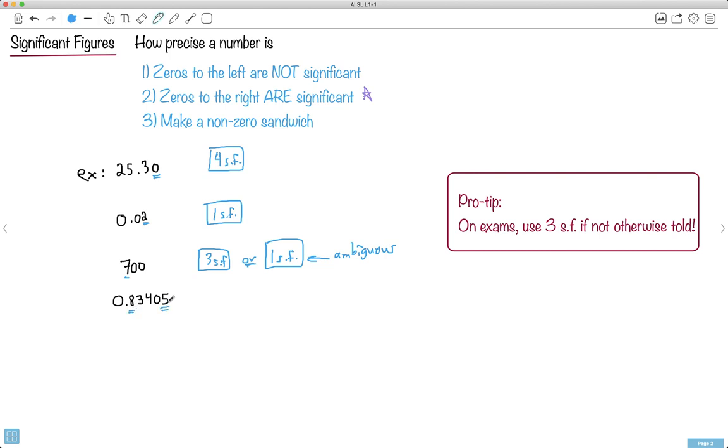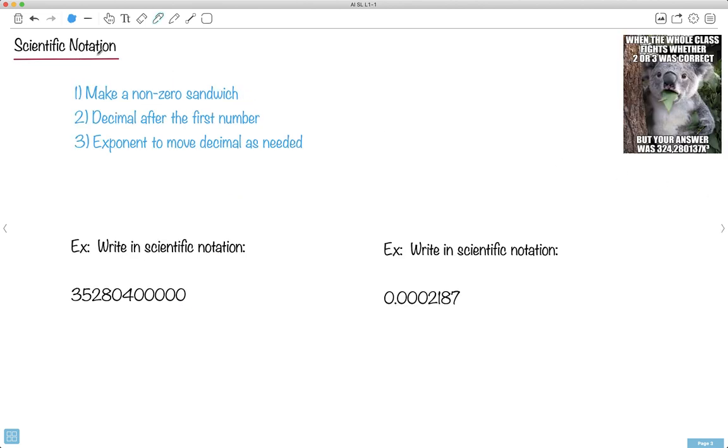Take the rightmost non-zero number, and that's sort of your sandwich. That's like your bread and your bread, and then use everything in the middle. So we count 1, 2, 3, 4, 5 significant figures. We just count everything in between those numbers. That's it. So, scientific notation. Like this, and when the whole class fights whether 2 or 3 is incorrect, your answer is something crazy.